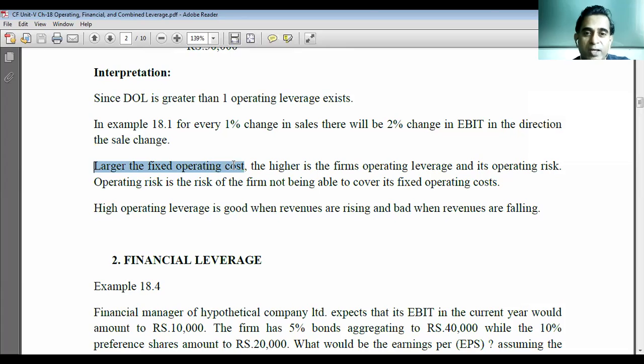The larger the fixed operating cost, the higher is the firm's operating leverage, and its operating risk. So it doesn't mean that the company should go on increasing the fixed operating cost, because along with the firm's operating leverage, it also increases the operating risk of the firm.